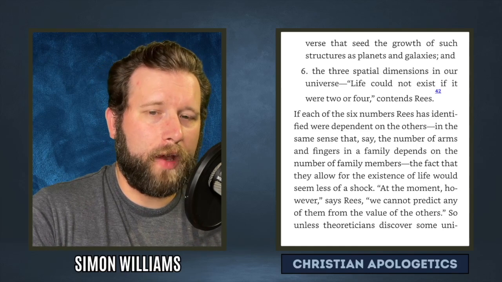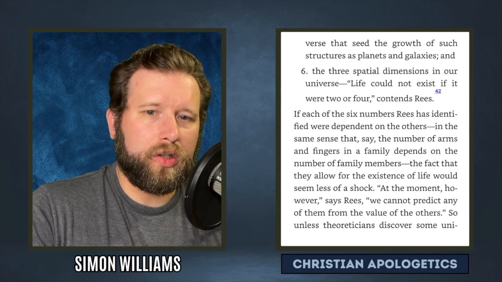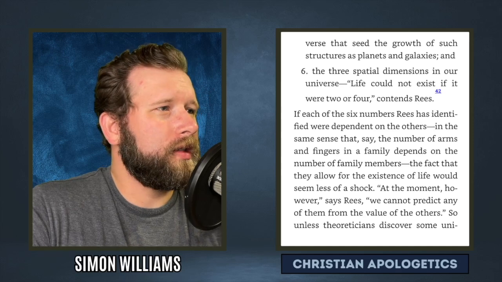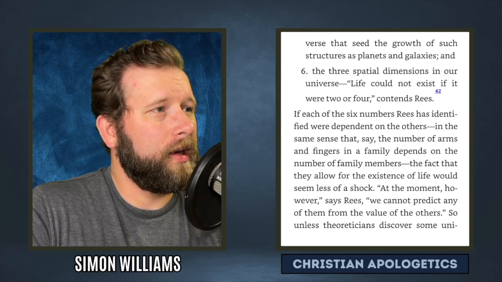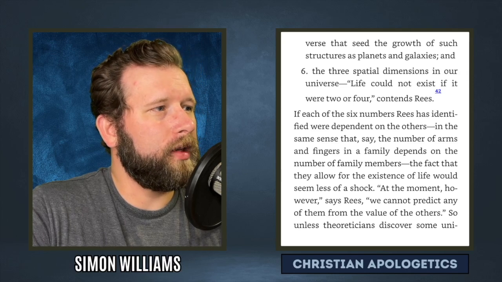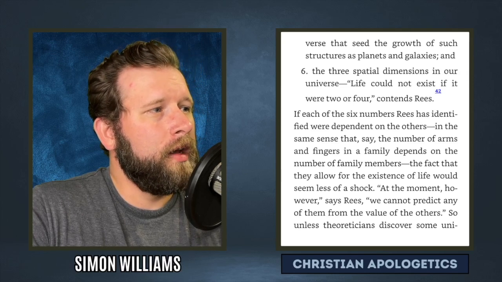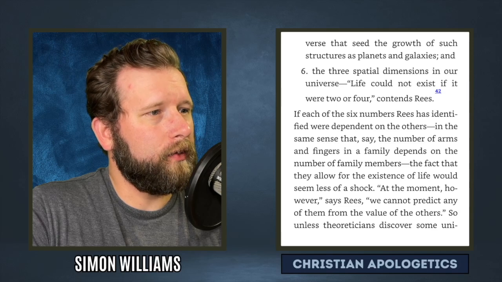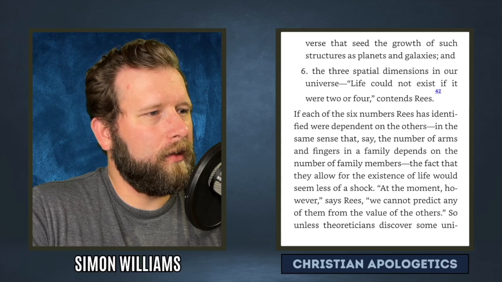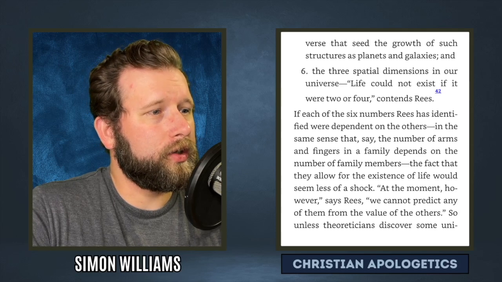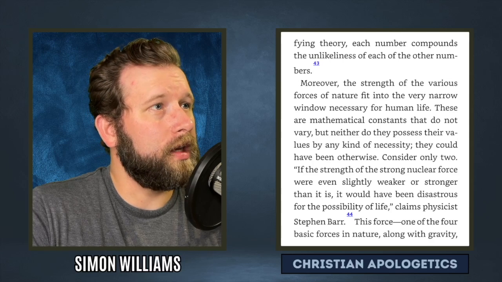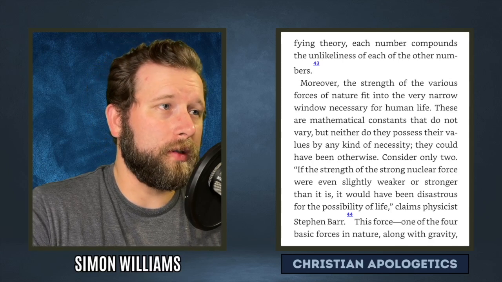All right, so the fact that we have 3 dimensions, 3 spatial dimensions, length, width, height, okay? If each of the 6 numbers Rees has identified were dependent on the others, in the same sense that, say, the number of arms and fingers in a family depends on the number of family members, the fact that they allow for the existence of life would seem less of a shock. At the moment, however, says Rees, we cannot predict any of them from the value of the others. So unless theoreticians discover some unifying theory, each number compounds the unlikeliness of each of the other numbers.